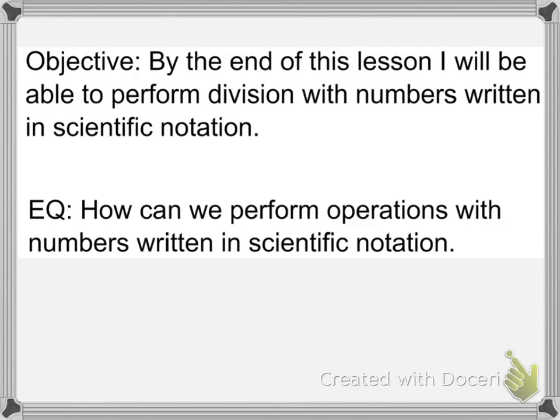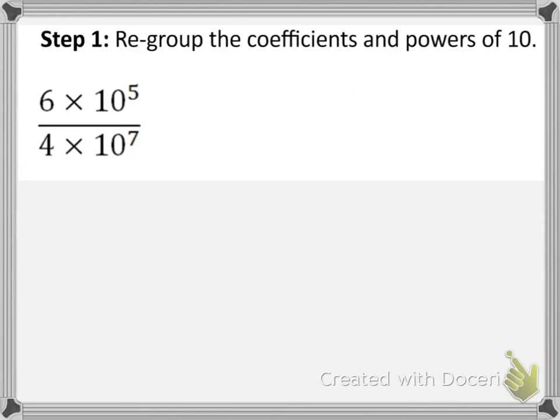Objective. By the end of this lesson, I will be able to perform division with numbers written in scientific notation. Essential question: how can we perform operations with numbers written in scientific notation? Now remember, scientific notation is any number that is less than 10 but greater than 1 that is multiplied to some power of 10. Yesterday we did multiplication. Today we're doing division.